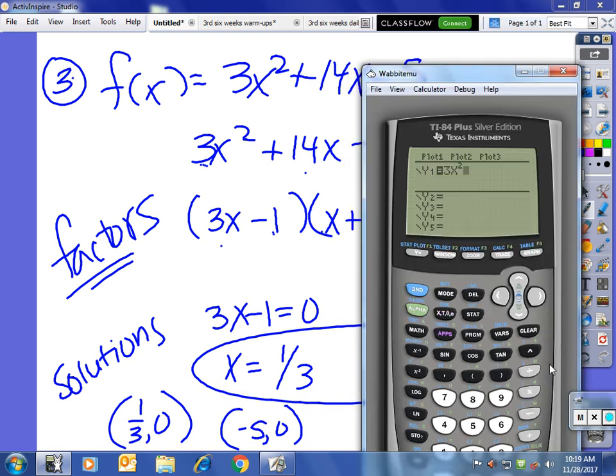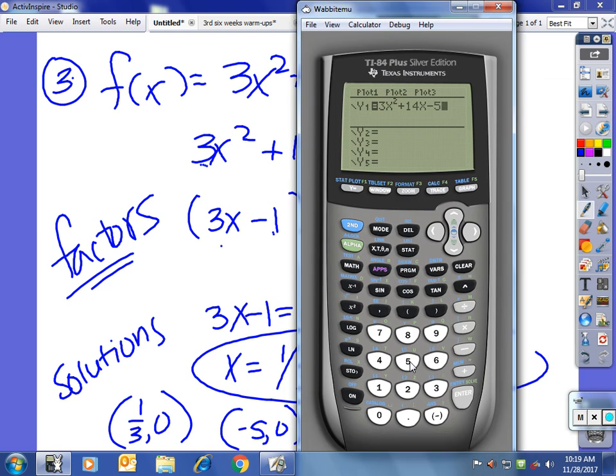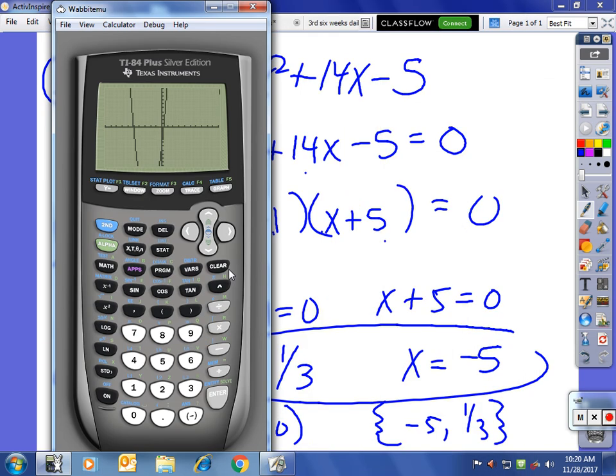Okay, 3x squared plus 14x minus 5. Now let's look at a picture of it. The x-intercepts were supposed to be at negative 5. That looks correct to me. 1, 2, 3, 4, 5. And 1/3. That looks like I did it right.